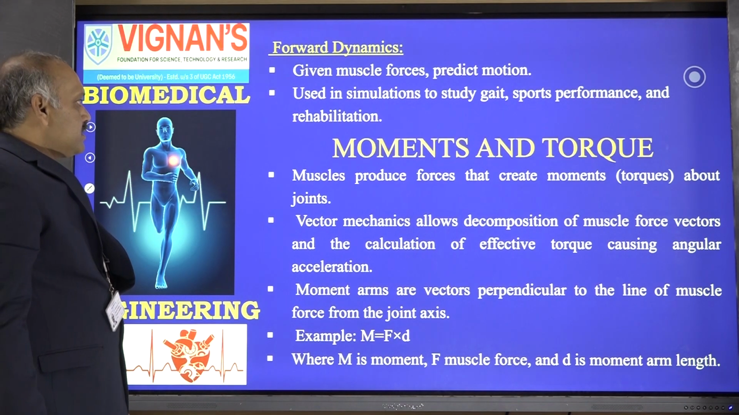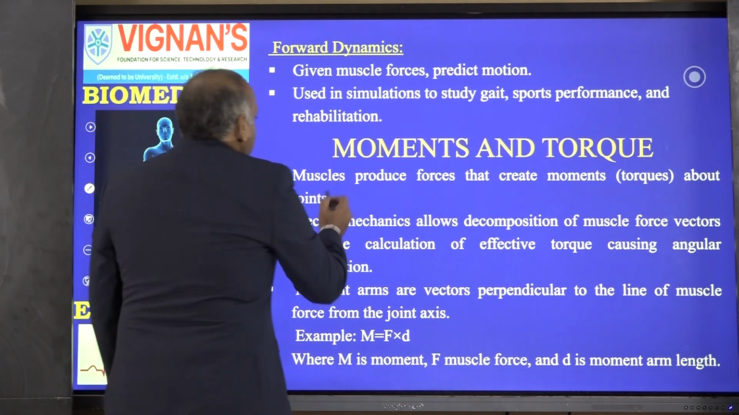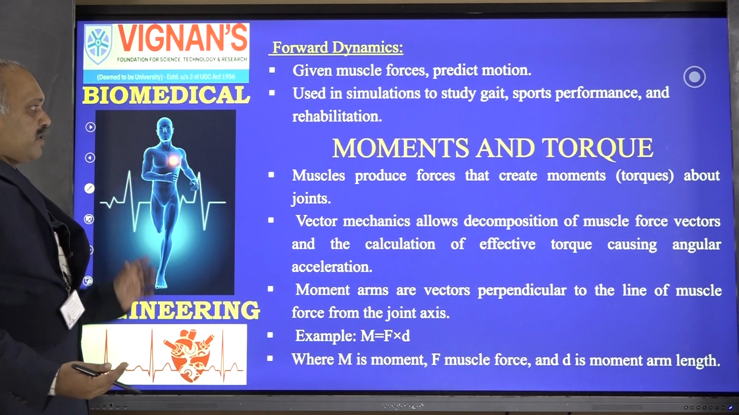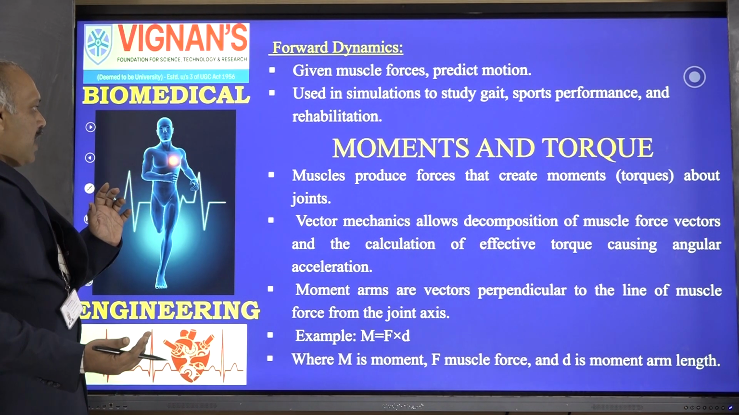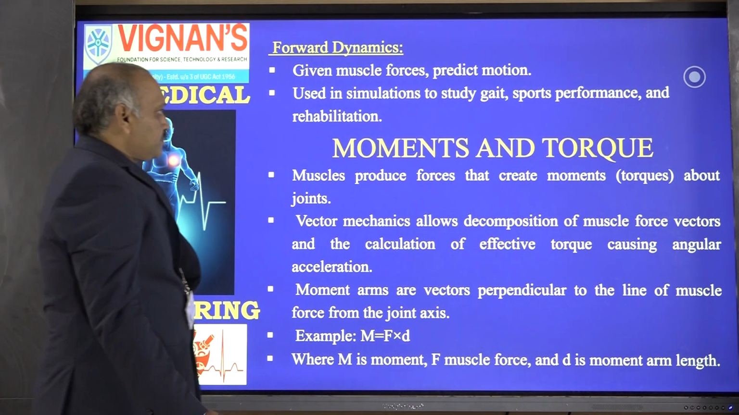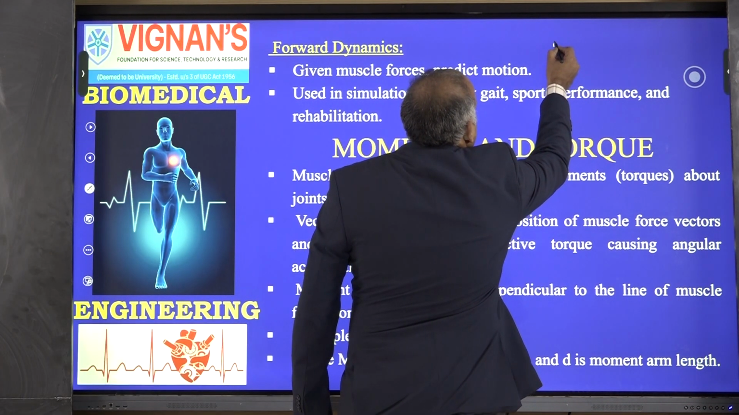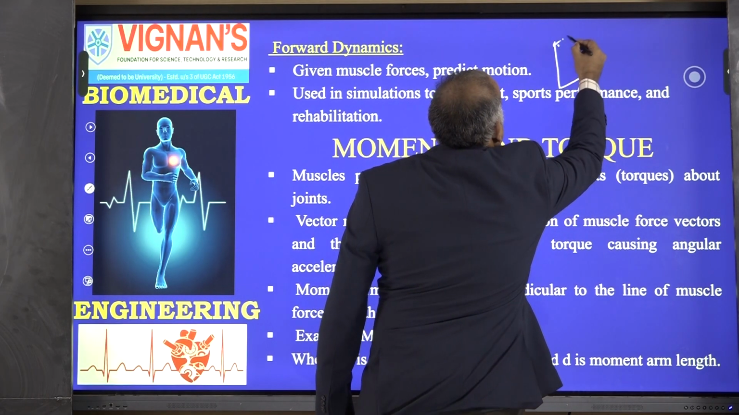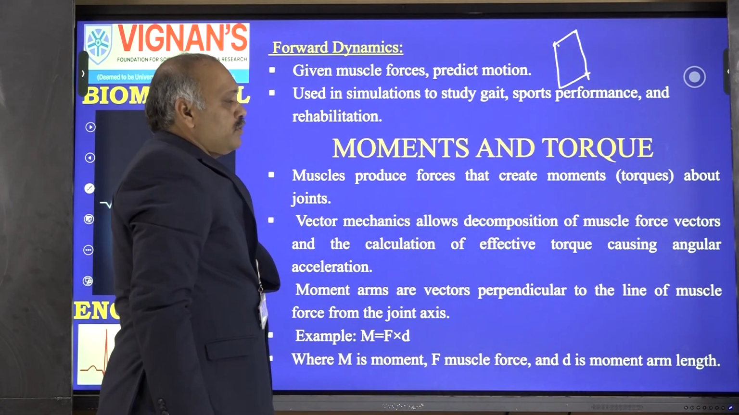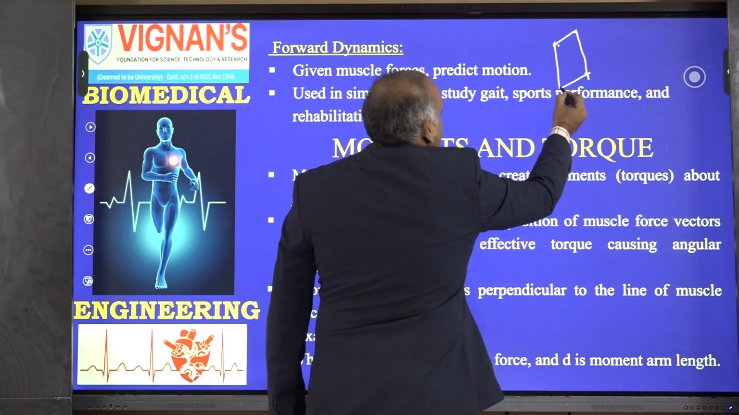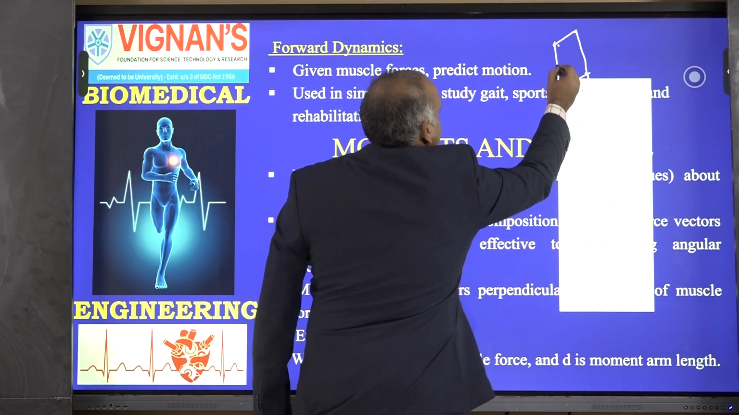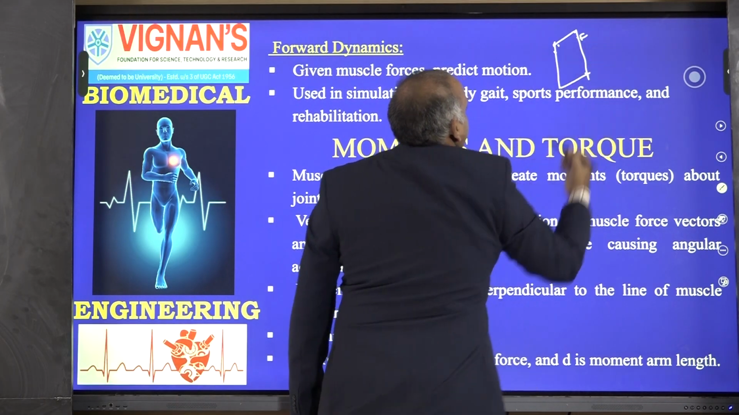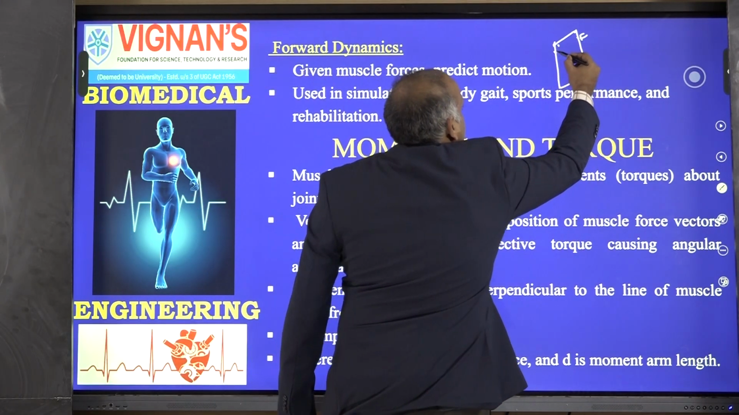And the next is movements and torque. So, what is meant by torque? It is a well-known definition that muscles produce forces that create movements about particular joints. For example, if you want to lift or open a door, this is the particular common point where it is rotating. Where you apply your force, this is the point we are going to say force.